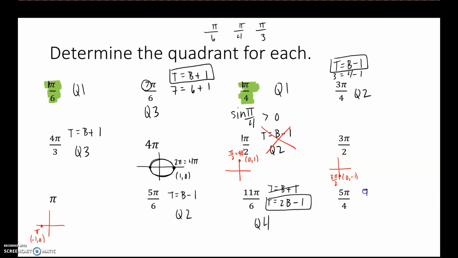Okay, 5 pi over 4, my top number is my bottom number plus 1. So this puts me in quadrant 3.